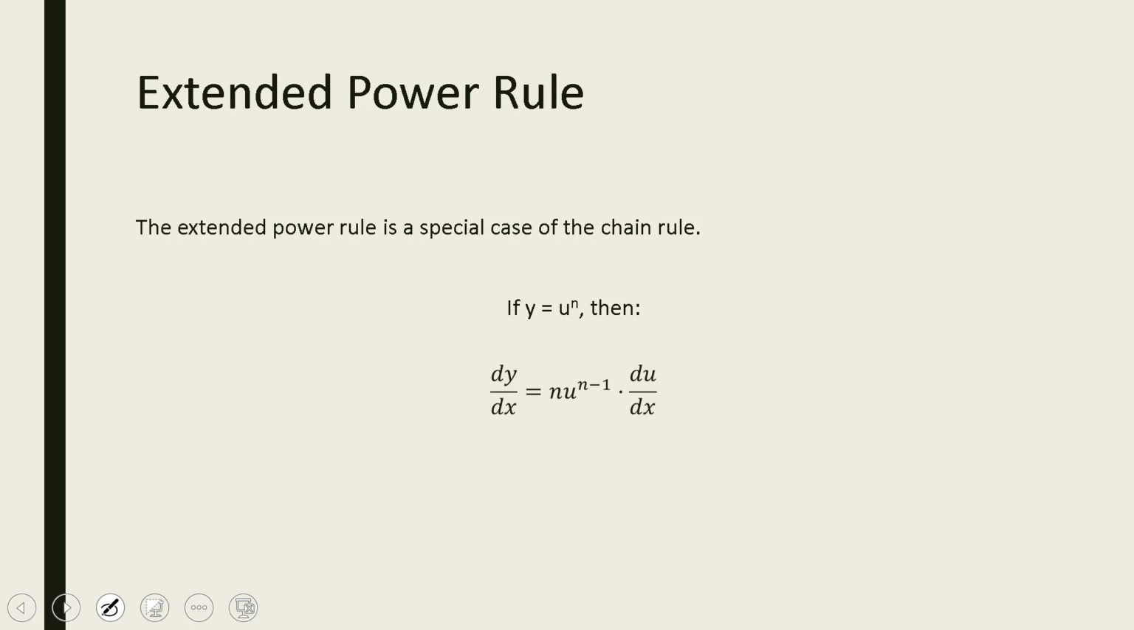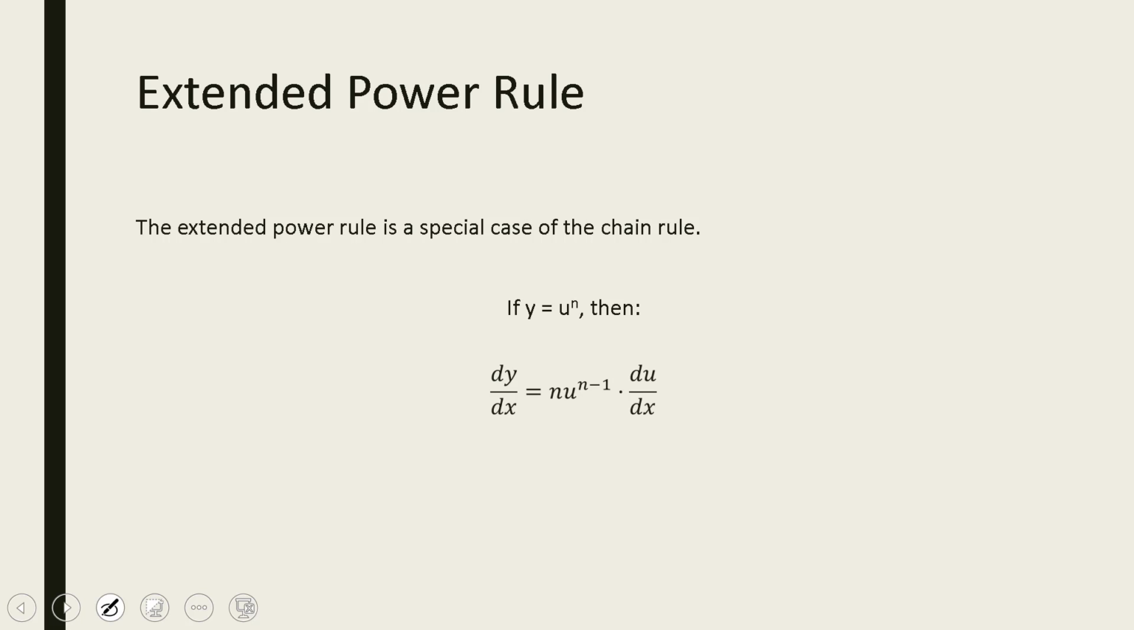Okay, let's do a couple more here. Well, first let's show this rule called the extended power rule. The extended power rule really isn't a separate rule. It's just a special case of the chain rule that happens very frequently, so frequently that it has its own name. It's called the extended power rule.